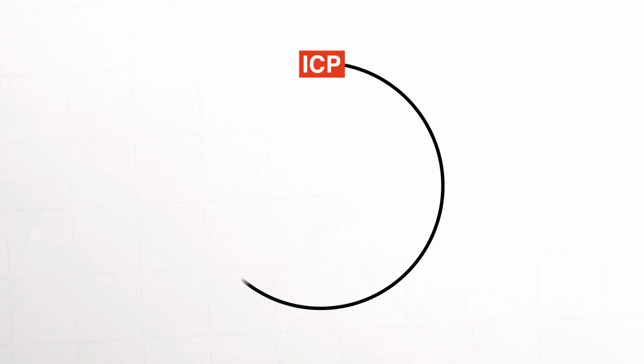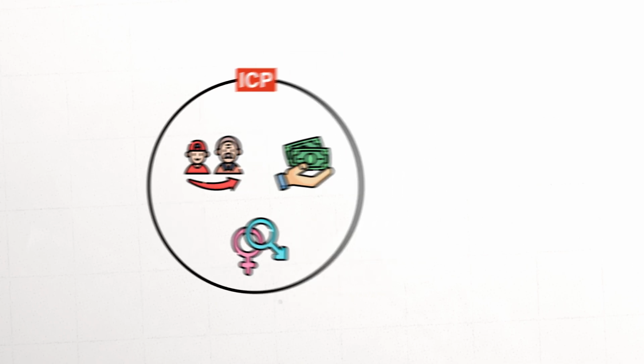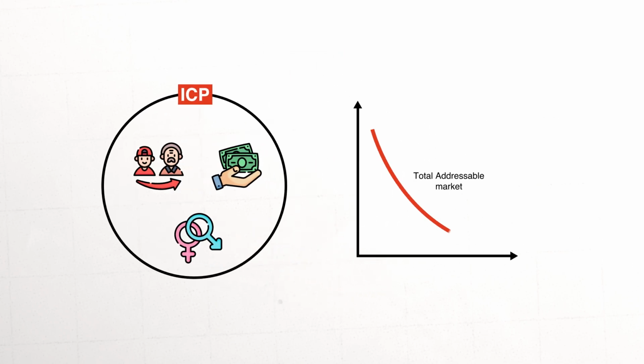Another consequence of adding more attributes to your ICP is that it makes finding and targeting these prospects a lot harder and more expensive. More importantly, adding more attributes to your ICP shrinks your total addressable market, which is the opposite of what you want to do. You want to grow your total addressable market, not shrink it.